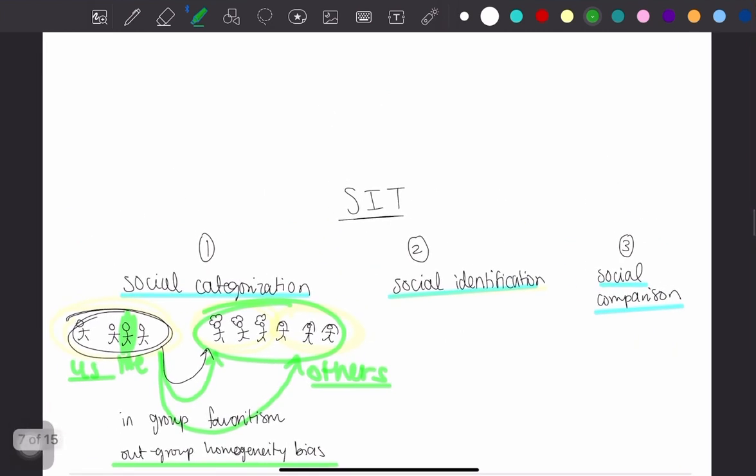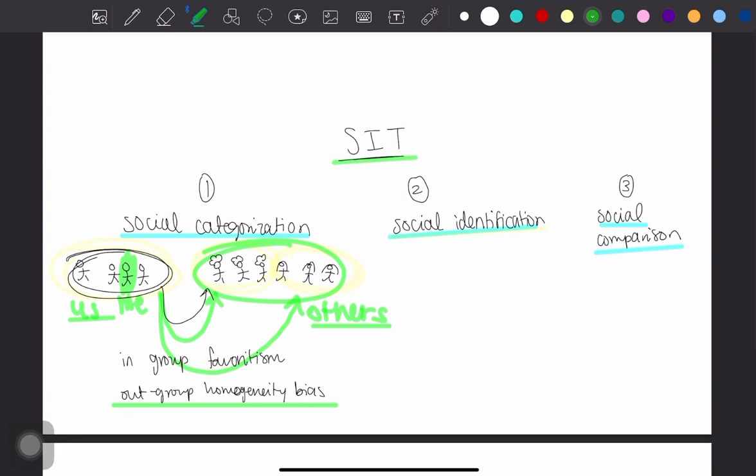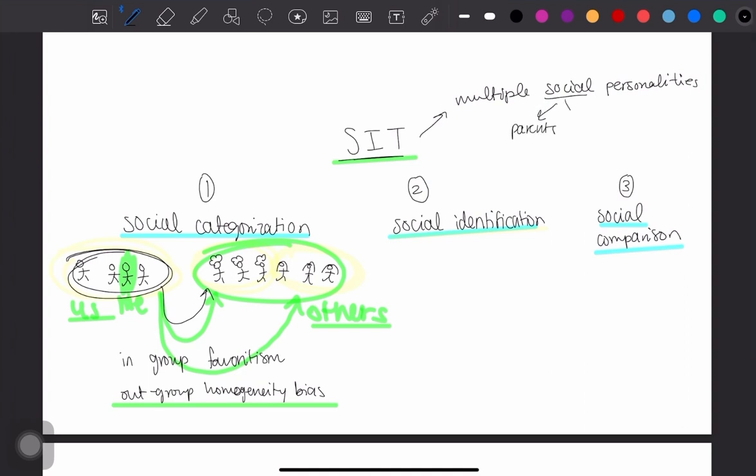Okay. Once we have that established, we can go to classify what SIT is. SIT is basically a theory where people have multiple social personalities. You have social selves. So when you're around certain people, you behave a different way. Let's say with your parents, you behave a different way. At school, you behave a different way. And with friends, you behave a different way. And this is because of your different social identities. Identities, personalities. Yeah, that's the word I was looking for.